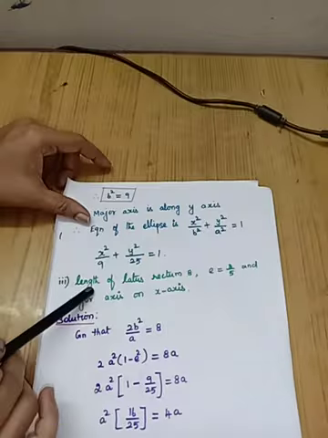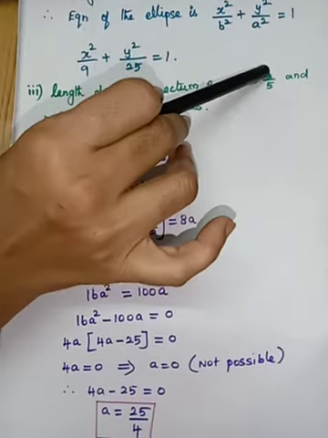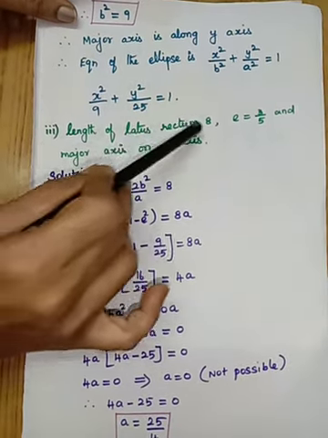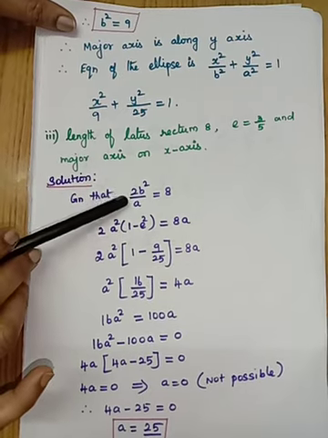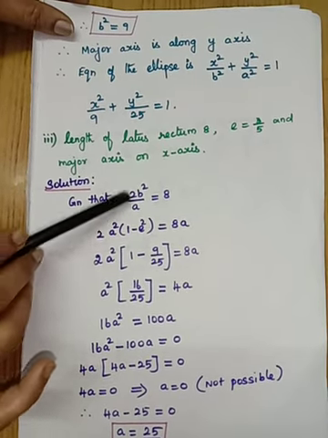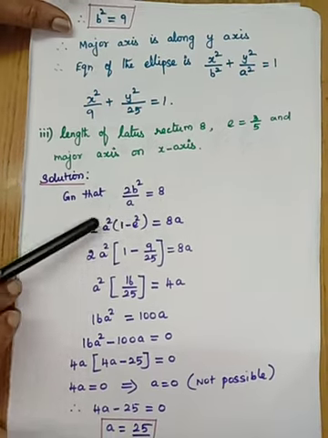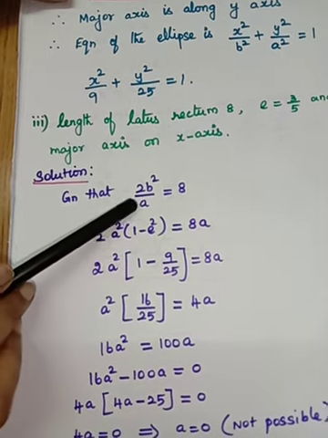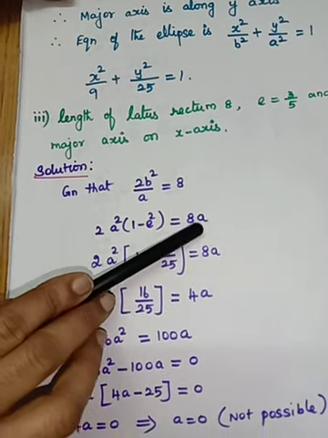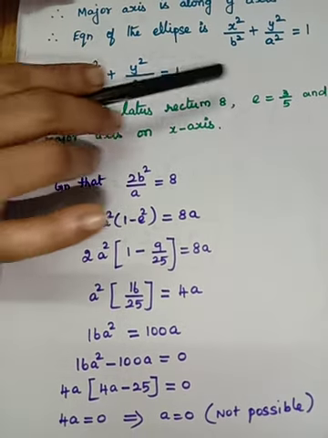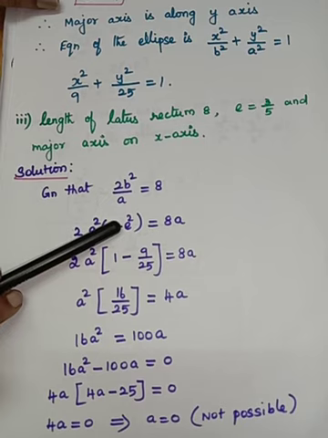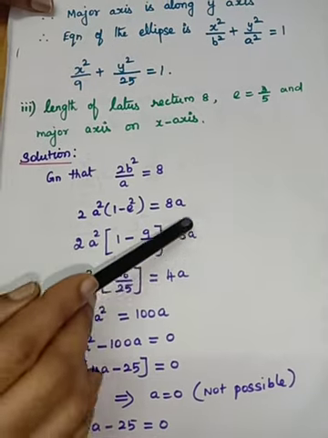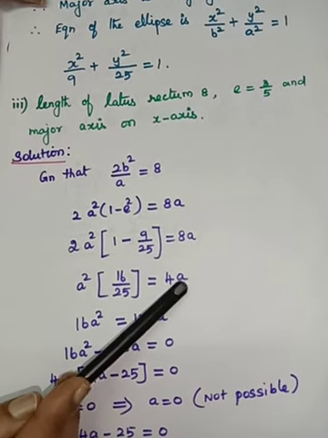Third subdivision. Length of latus rectum 8, e is equal to 3 by 5, and major axis on the x-axis. In the starting we have seen the length of the latus rectum of the ellipse is 2b squared by a. It is given as 8. So here b squared can be written as a squared into 1 minus e squared. In the denominator, a I have taken to the right side, so it is 8a. The e value has to be substituted here. e is equal to 3 by 5, when you square it is 9 by 25. This 2 and 8 get cancelled, so it will become 4a on the right side.